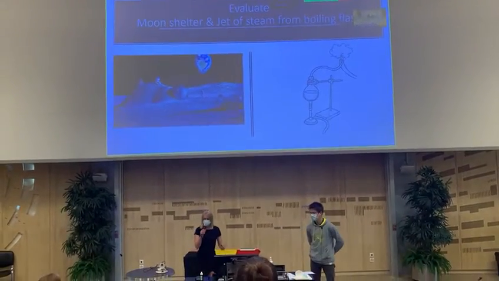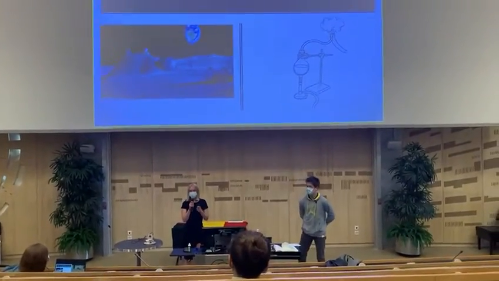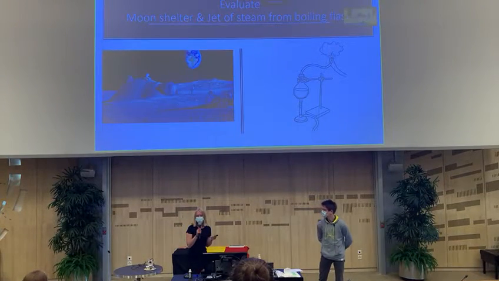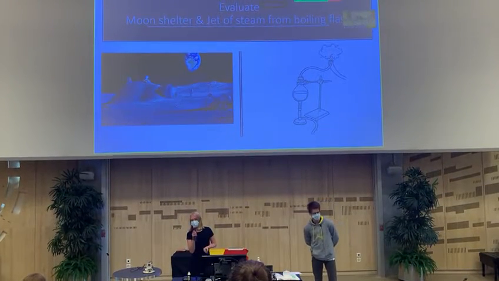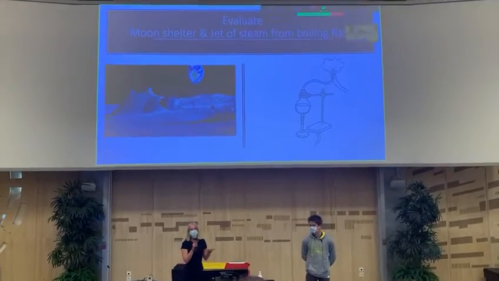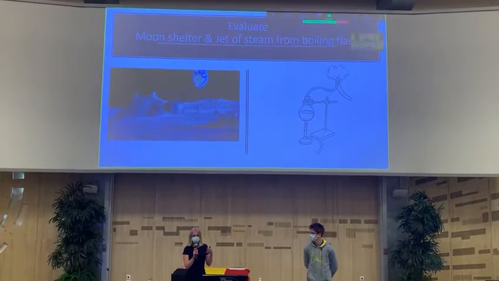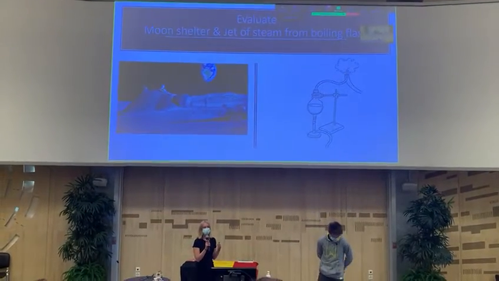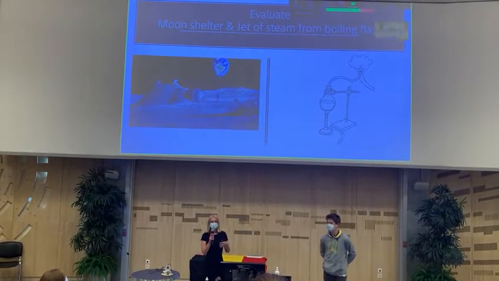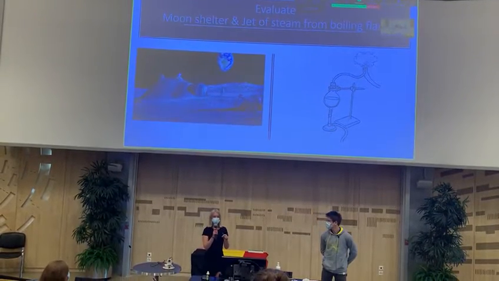So while looking through the database, we had to pick our favorite experiment, and I picked jet of steam from a boiling flask. It's actually the same principle as a cloud chamber. The only difference is that with this, there are millions and millions of particles going through it at the same time, and that's why you see such a big cloud. And with the cloud chamber, it's just one particle at a time going through, and that's why you just see the little track.